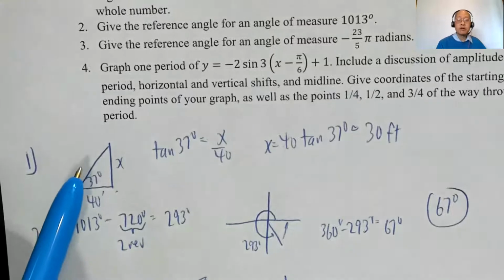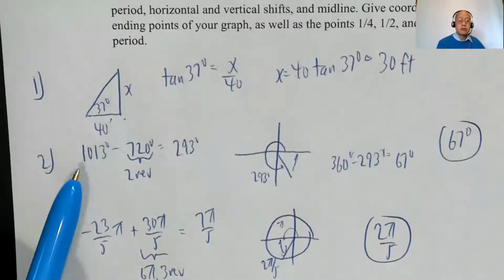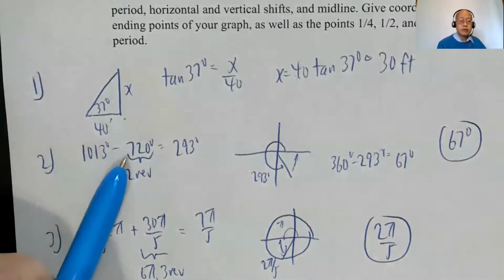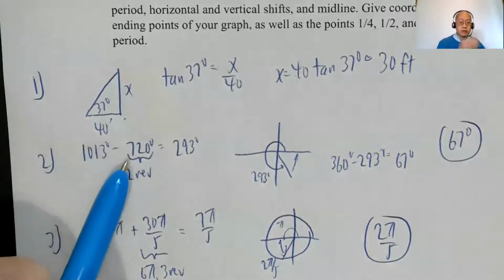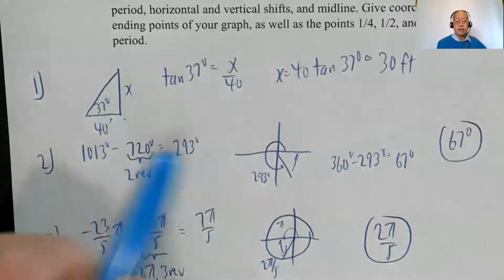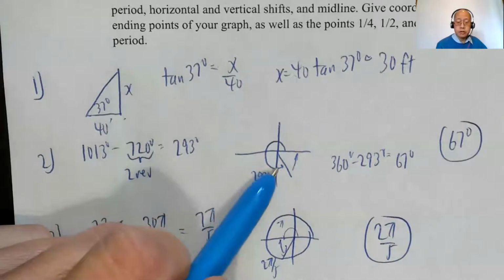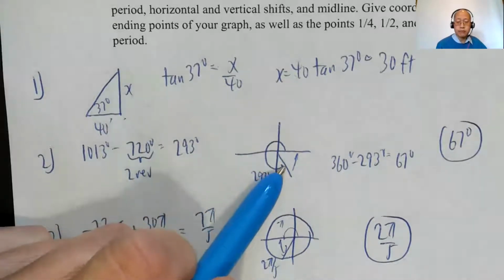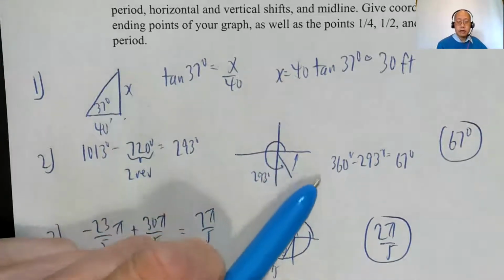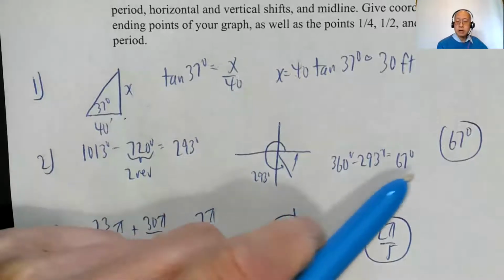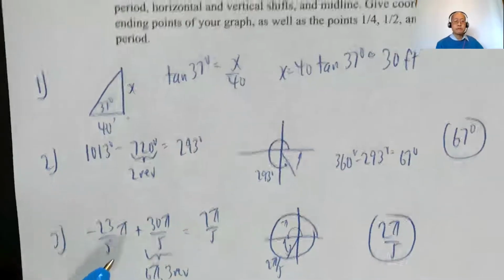Number 2, reference angle for 1013. I subtract off 720 degrees, which is 2 revolutions. That lands me at 293. So I know this is 270, so 293 lands me in quadrant 4. So the reference angle is 360 minus 293, which is 67 degrees.